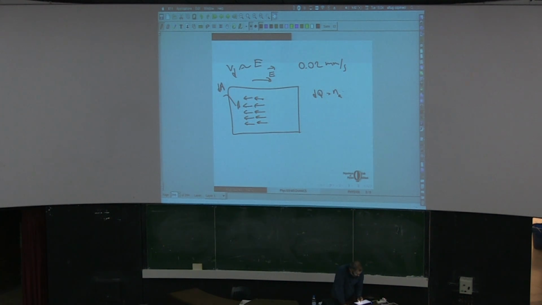It will be proportional to the velocity of the electrons, the charge of the electrons, and remember the charge of the electrons is minus e, and times the area element. So this will be the charge passing through this very small area, dA.